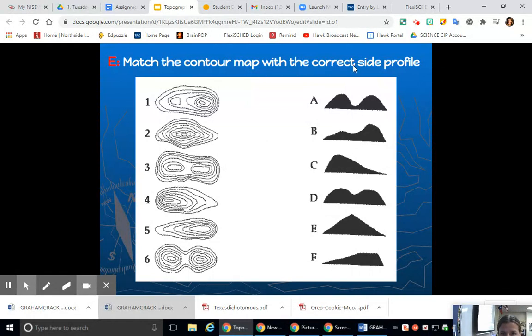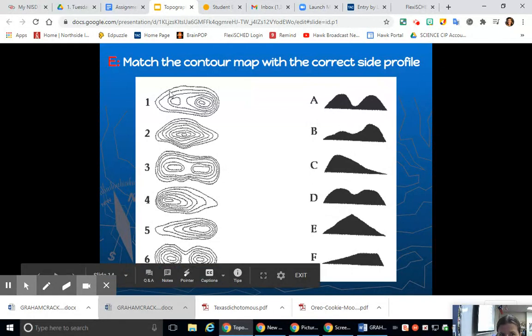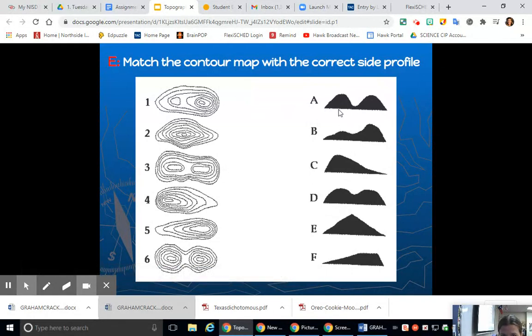All right, let's match the contour map with the correct side profile. This is a side view of a hill or a mountain. So let's look at 1. I see 2 peaks here, so I want to choose a side profile that has 2 peaks. It would either be this one, or this. Here it's going to match with B. You can see it has a gradual slope on the west side, and then over here on the east side, it's very steep, and you have closed loops up top representing 2 peaks.